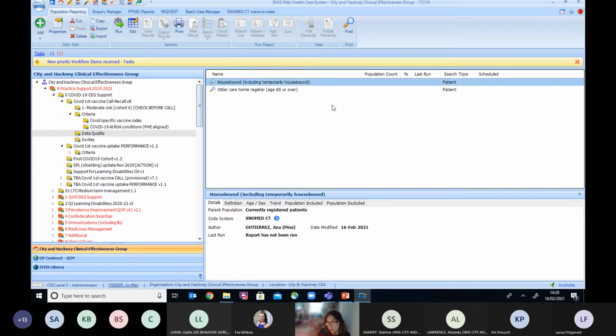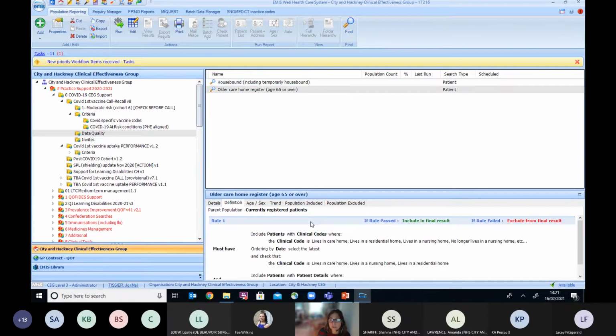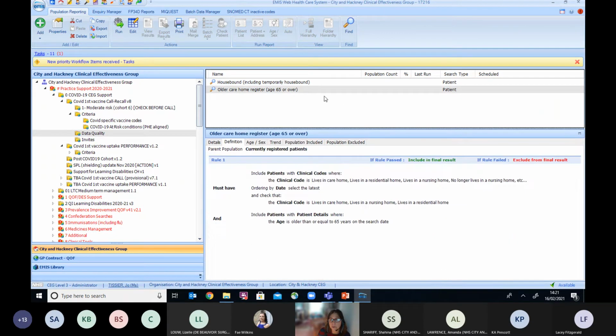You can also code people who are unwilling or unable to come to the practice or to the centre for their vaccination as temporarily housebound, so that they will come up on this list for somebody to go and visit them. And then, of course, we've got the older care home register, which again I mentioned might need some coding tweaking, which is if you've got people living in the CQC care homes, can you code them please as living in a residential home and living in a nursing home? And if they no longer live in there, there are codes for no longer lives in nursing home and no longer lives in a residential home.